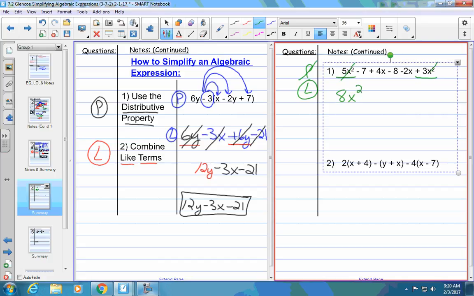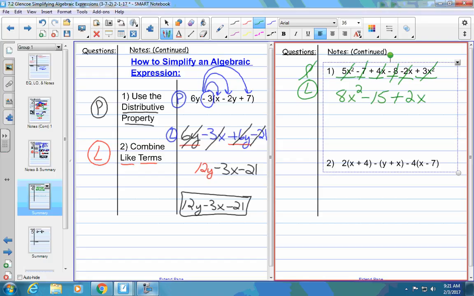Cross those out as I use them. Okay. -7. Is there anything like -7? We have a -8. What does -7 plus -8 get you? -15. Okay, and then we got a 4x and a -2x. What's 4x plus -2x? Yep, plus 2x. And now we've combined all our like terms.